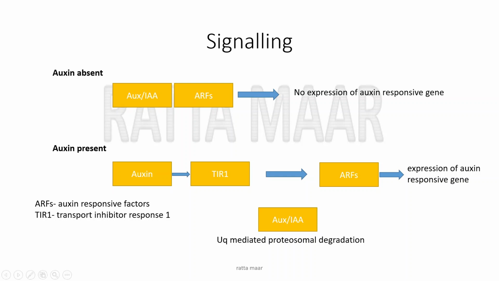Then when auxin is present, it binds with TIR, which is its receptor. TIR is transport inhibitor response. It is also an F-box protein, a component of SCF E3 ubiquitin ligase, which helps to ubiquitinate AUX/IAA and finally leads to the ubiquitin-mediated proteasomal degradation of AUX/IAA, which helps to free the ARFs, and we can finally see the expression of auxin responsive genes.